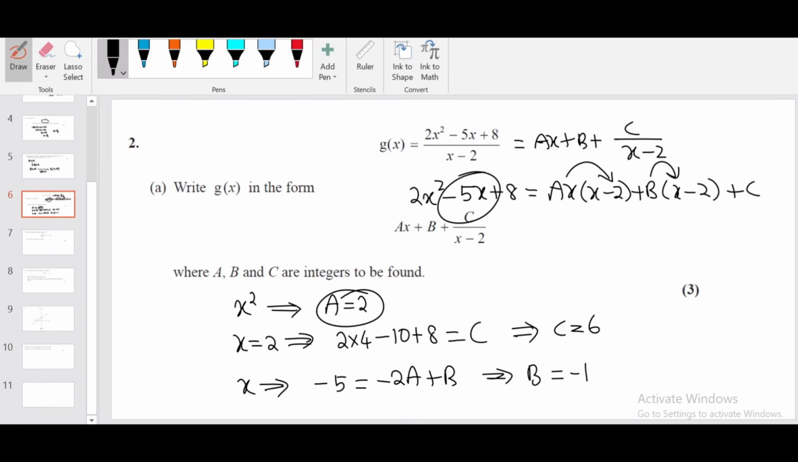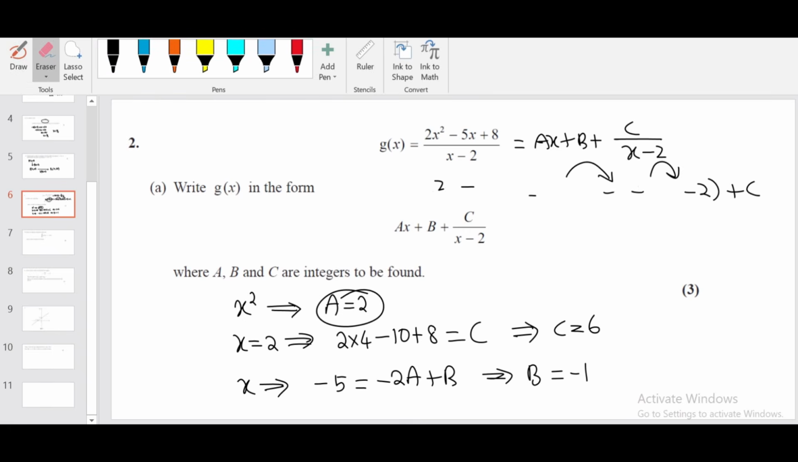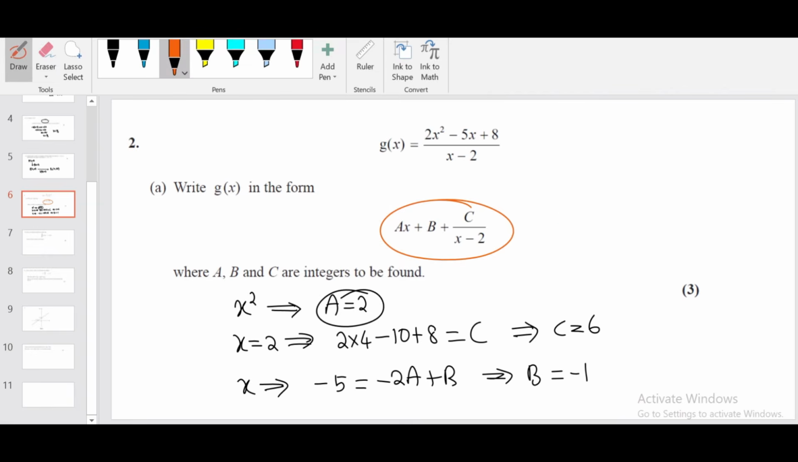So once you've got the values, you cannot move on to the next part, because using the values you need to write them in this format. So it's 2x minus 1 plus 6 over x minus 2. You need to write this, otherwise you will lose more marks. Now let's move on to part B.